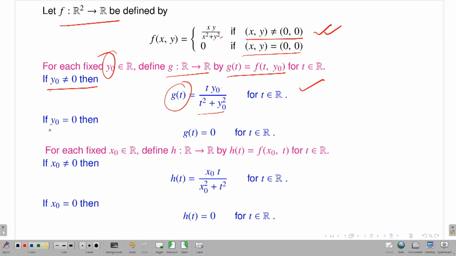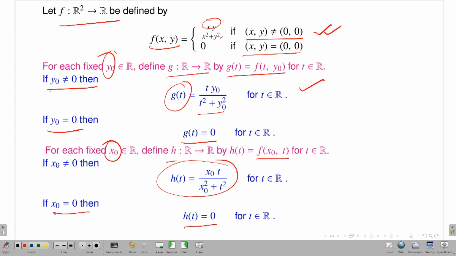Okay, very nice. If y naught is equal to 0, your g function is 0, because the numerator x times y naught is 0, so this is the zero function. Now, if I fix x naught, what sort of function will I get? H, again, is f of x naught comma t. You know the value of f at x y, so if I put x equal to x naught, I will have this kind of function, and if x naught is equal to 0, I have h is equal to 0. But what can I say from that? If y naught is 0 and x naught is 0, I have g function is 0, h function is 0, and the zero function is a continuous function, perfectly alright.